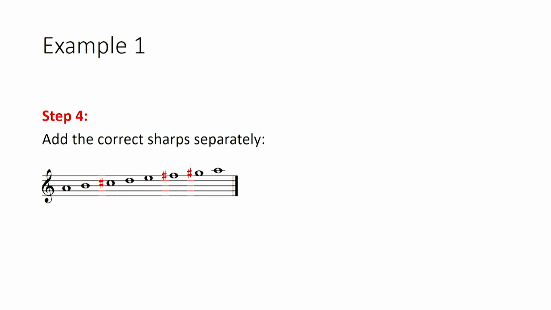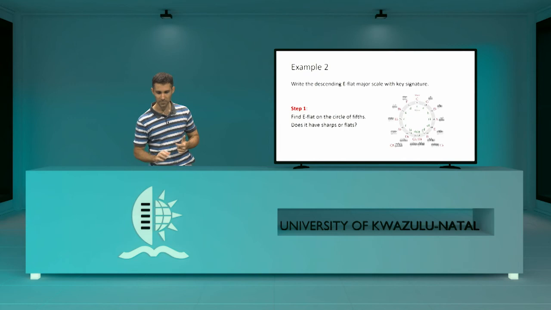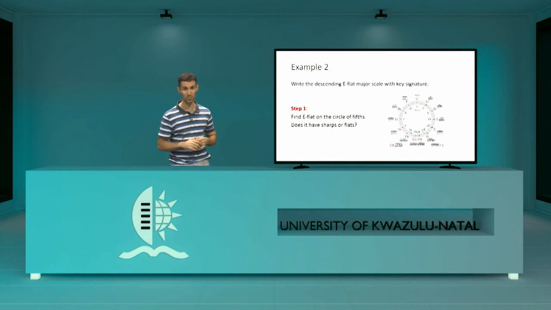If you look at the picture now or the slide, you will see that I've put those sharps in red. Notice that I haven't put the key signature at the beginning, but I've actually written all of the sharps specifically in front of their notes. So that's how to do that type of question. Let's look at a different type of question.